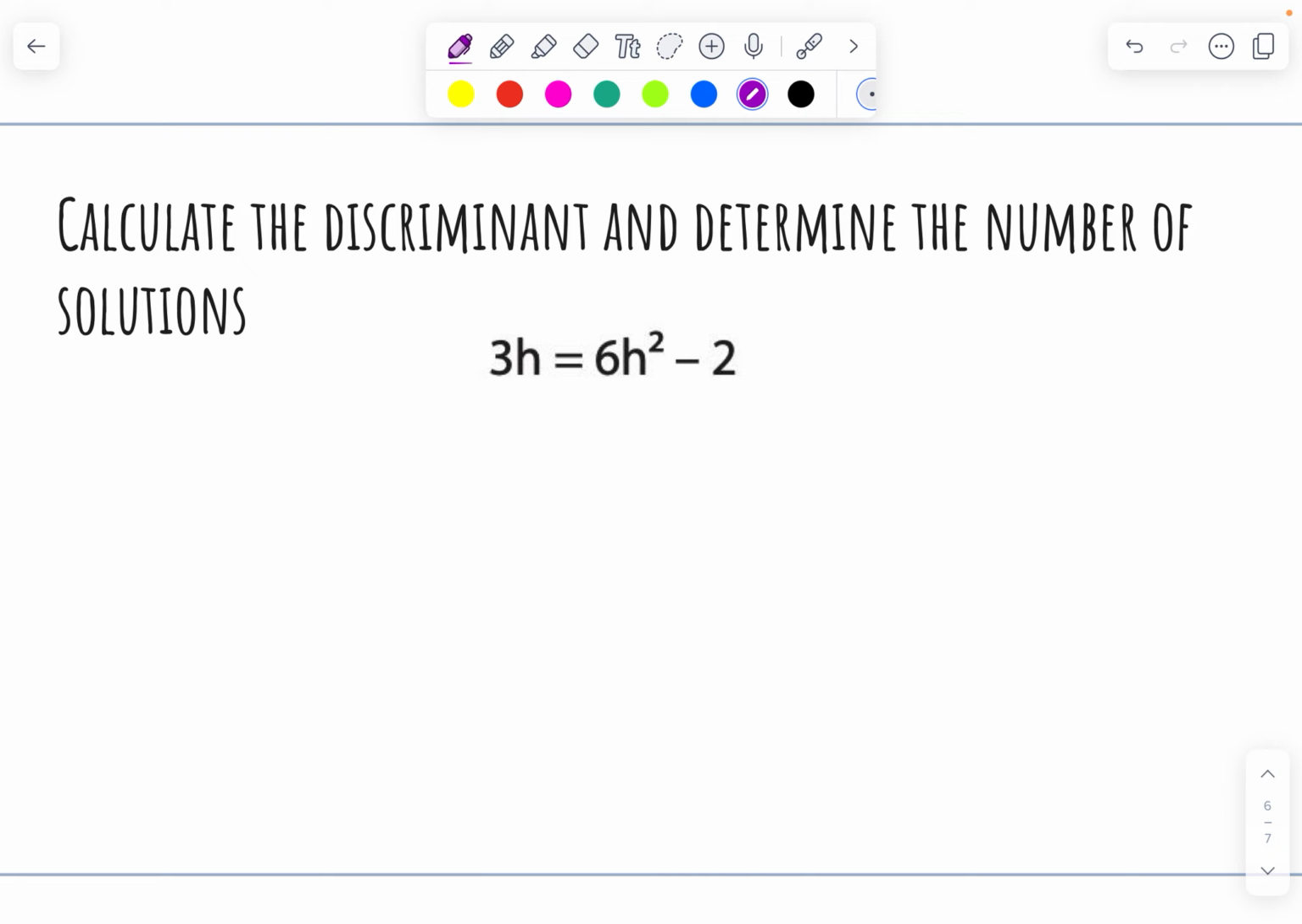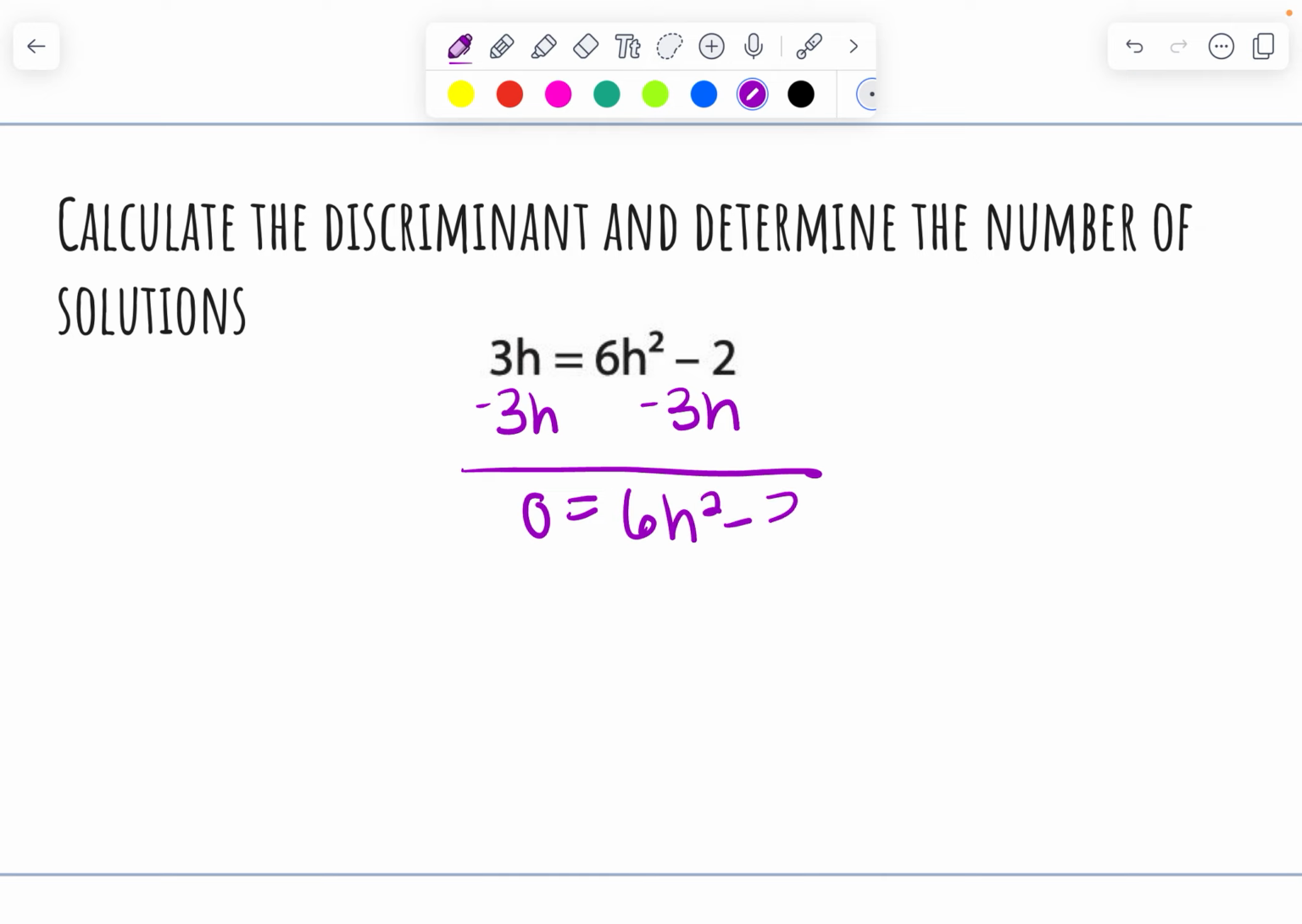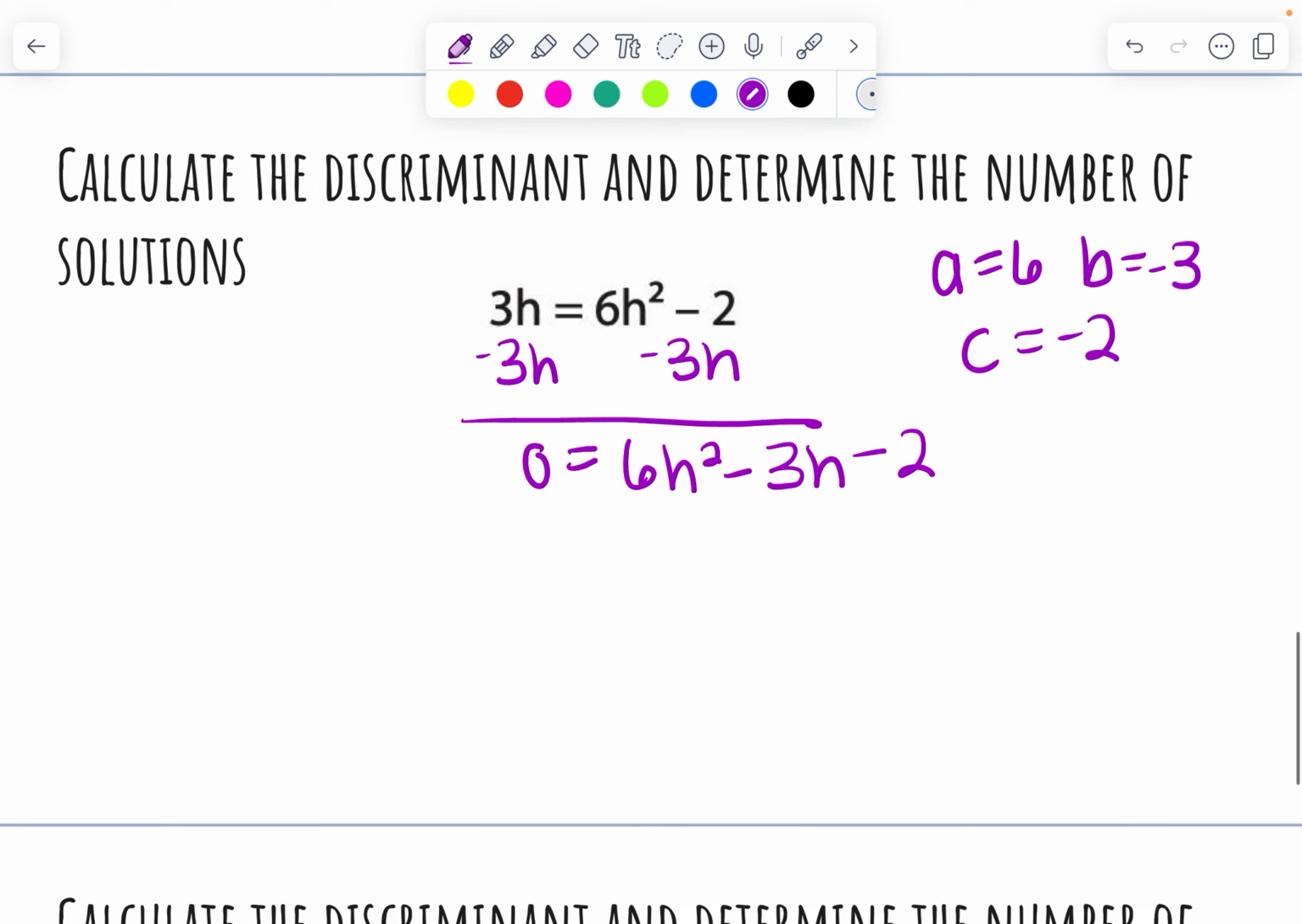All right, we need to have everything on the same side before we can do this. So let's subtract 3h, subtract 3h. So then I get 0 equals 6h squared, take away 3h, take away 2. Make sure you keep it in standard form. So the squared comes first, and then the h, and then the constant. So now I know A is 6, B is negative 3, C is negative 2.